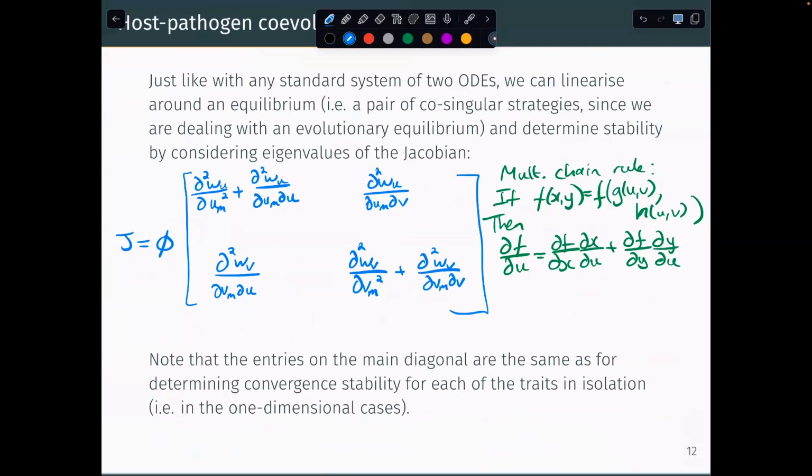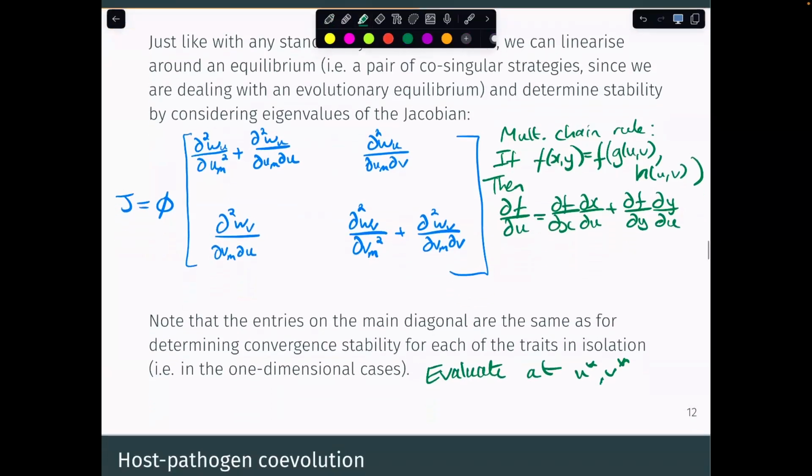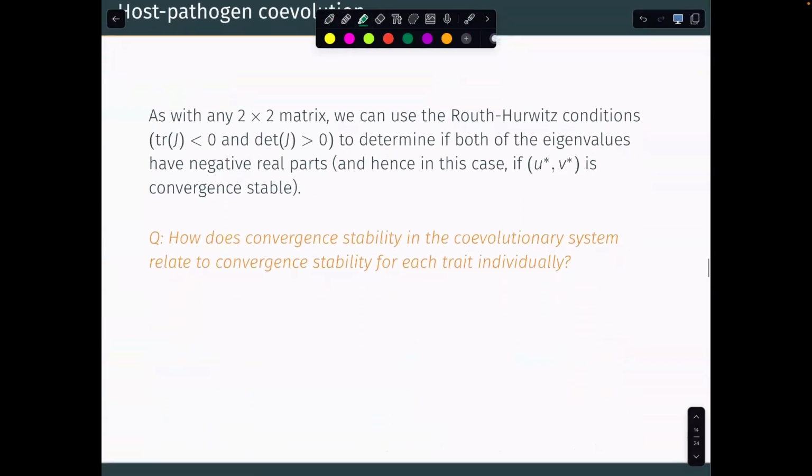When we evaluate this at U star, V star, I've not included all the evaluations above just because it's kind of messy. Okay, so some of these derivatives should look a little bit familiar. As with any 2x2 matrix, if we want to find out the signs of its eigenvalues, or at least the signs of the real parts of those eigenvalues, we can just look at the trace and the determinant and use the Routh-Hurwitz conditions.